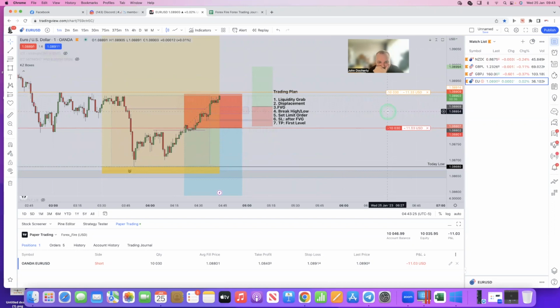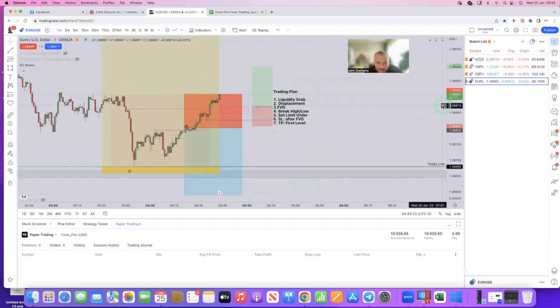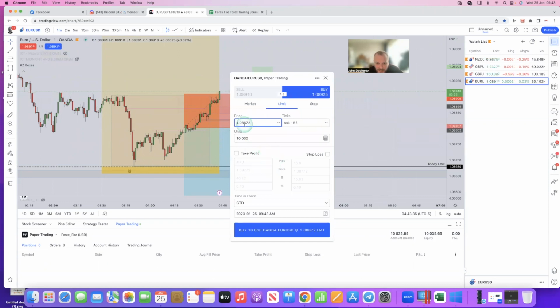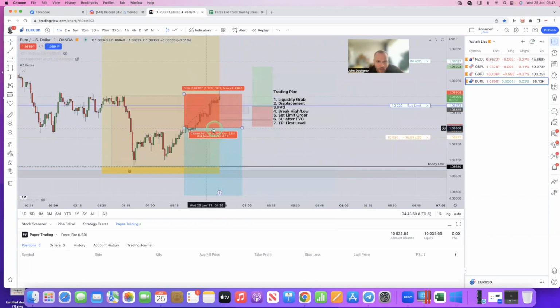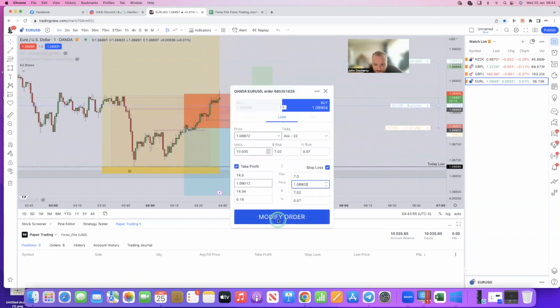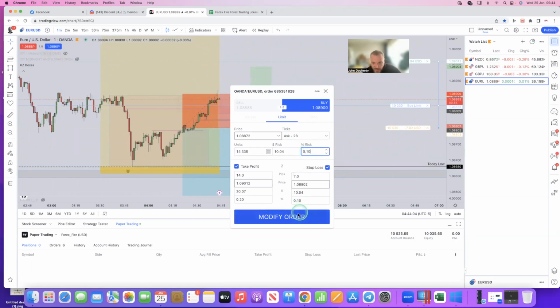Here it comes. Right, so I'm going to go for the buy. $14. Should not have sold that, to be fair. Risking 0.0.